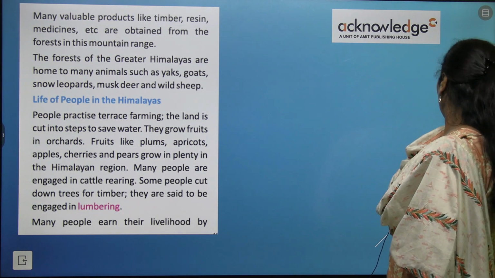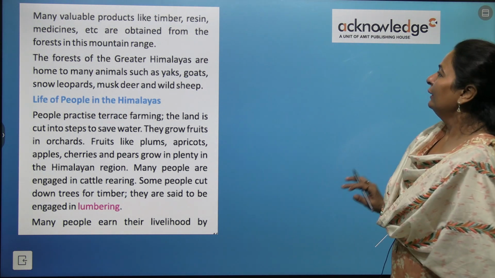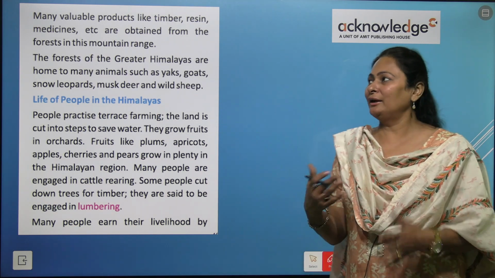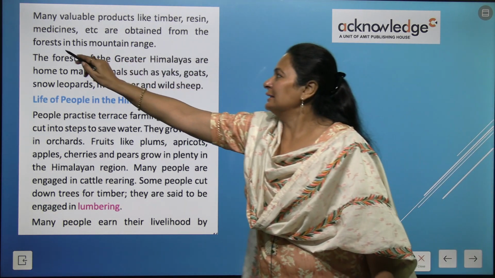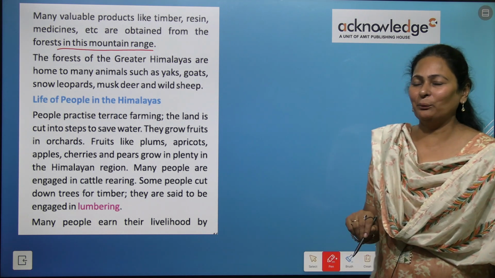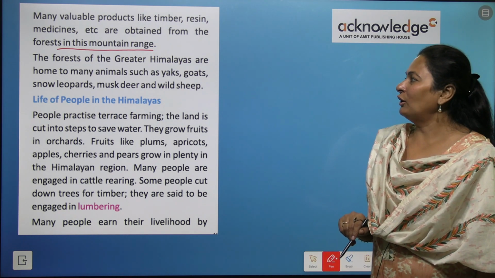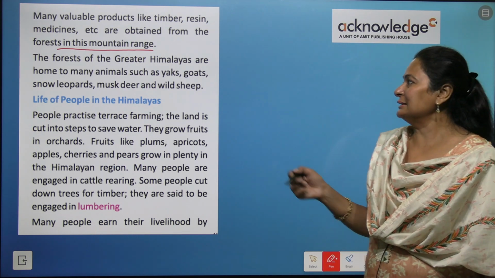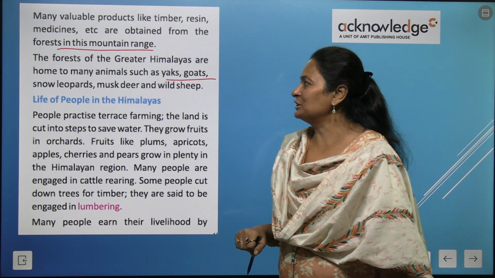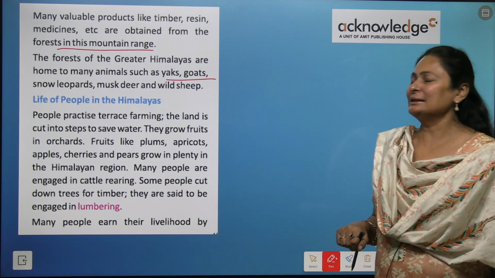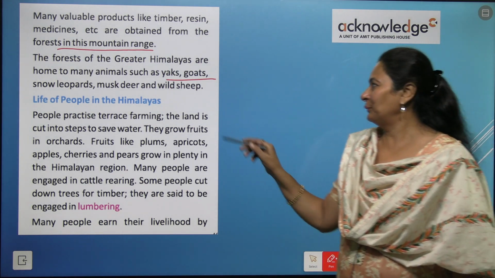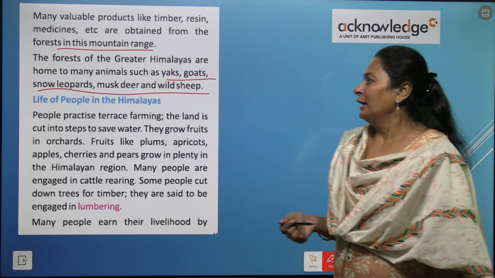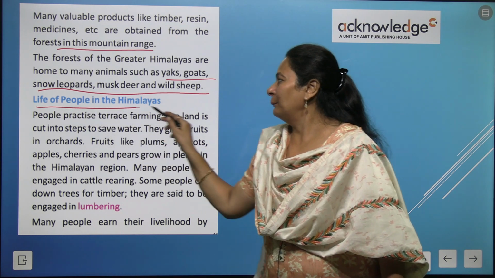Now, many valuable products like timber, resins, medicines, etc. are obtained from the forest in the mountain range, right? The forests of Greater Himalayas are home to many animals like yaks, goats, snow leopards, musk deer and wild sheep, right? So these are very important. Life of the people in the Himalayas.